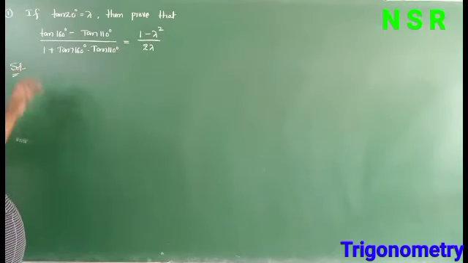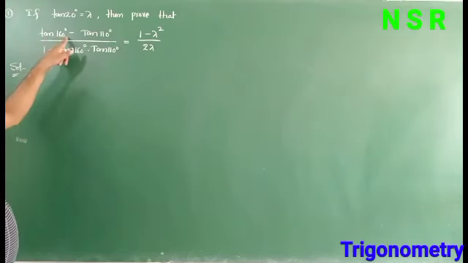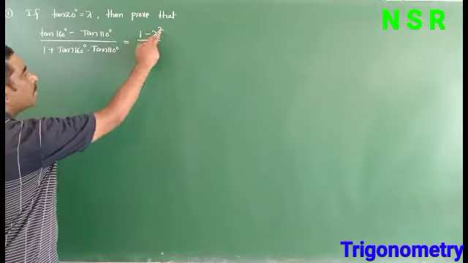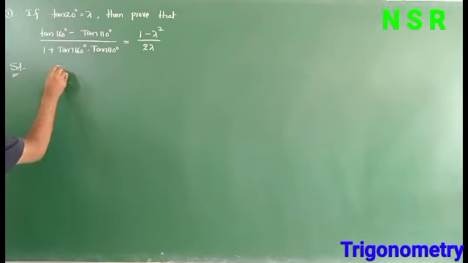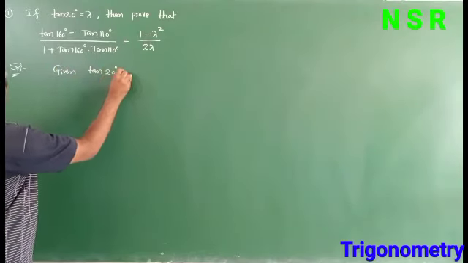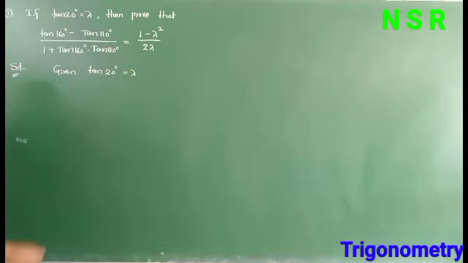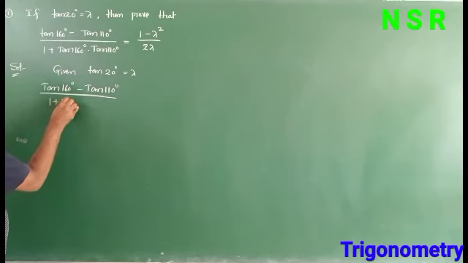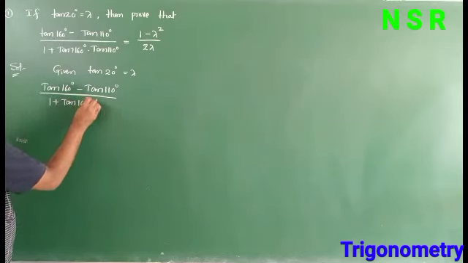The first 2 marks question: if tan 20 degrees equals lambda, then prove that (tan 160 degrees minus tan 110 degrees) by (1 plus tan 160 into tan 110) equals (1 minus lambda square) by 2 lambda. So here, given tan 20 degrees equals lambda. Prove this one: tan 160 degrees minus tan 110 degrees by 1 plus tan 160 into tan 110.